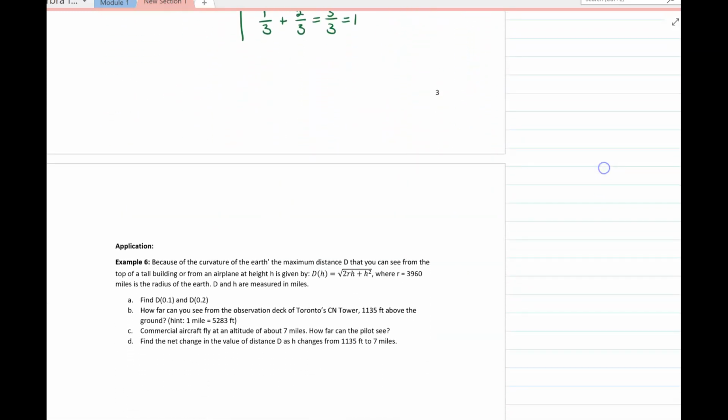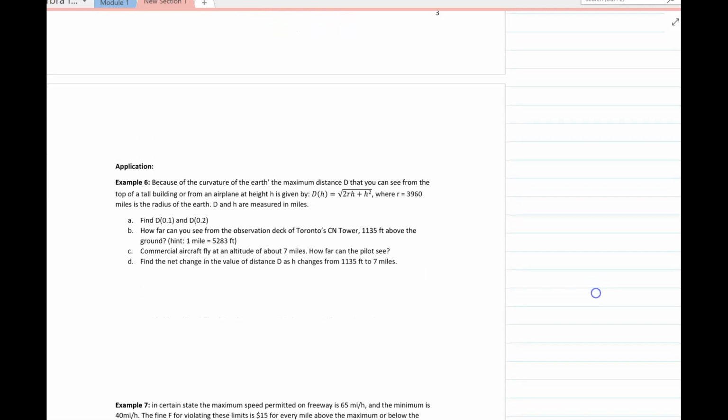Let's take a look at an application problem. Because of the curvature of the Earth, the maximum distance d that you can see from the top of a building or from an airplane at the height h is given by d of h equal to the square root of 2rh plus h squared, where r equals 3,960 miles, that is the radius of the Earth, and d and h are measured in miles. First, we want to find d of 0.1 and d of 0.2.